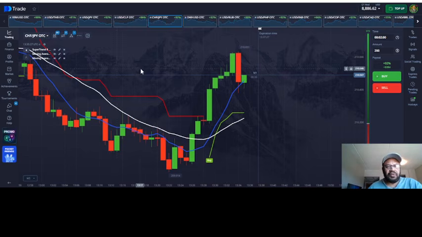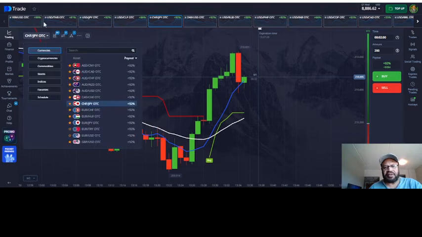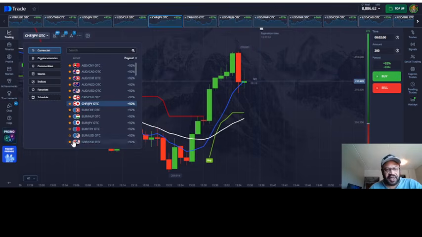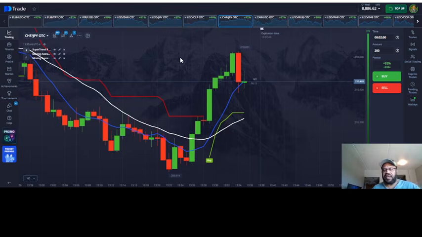So what I have here is my OTC assets set up at the top of the chart in this horizontal pattern. If you click on the assets icon, I have my assets checked off, and I've checked off all the assets that have the highest payouts, anywhere from 80% and up. That way the assets appear at the top of the chart here.